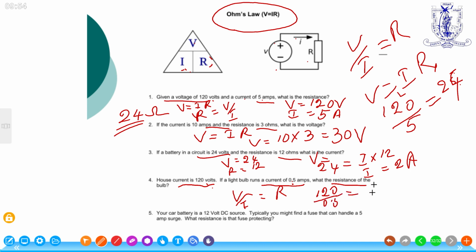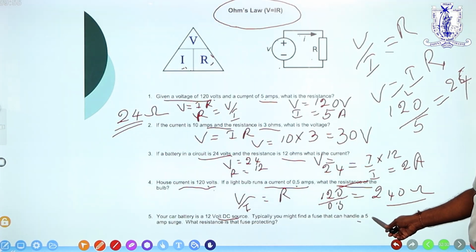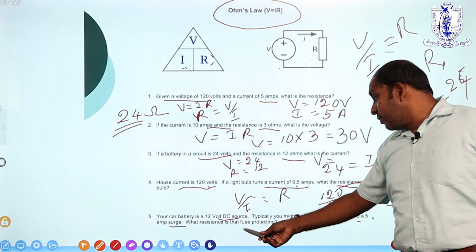Here, 240 ohms. What is the resistance? The answer is in ohms. And your car battery is a 12 volt DC source. Typically you might have a fuse that can handle 5 amps. What is the resistance of the fuse protecting?